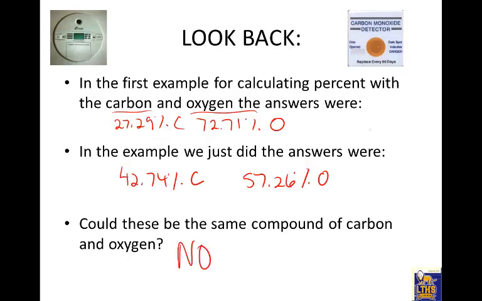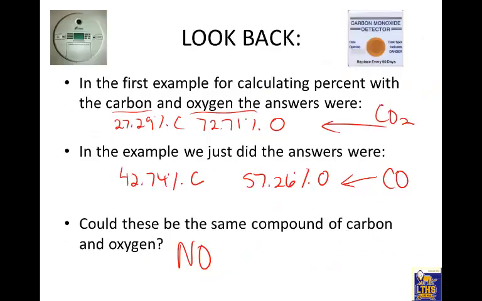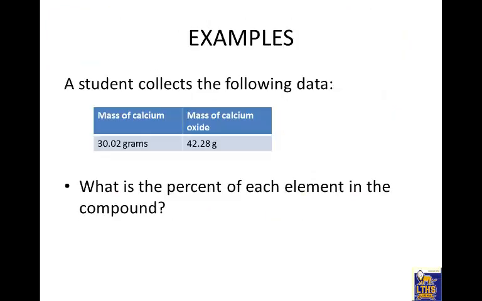The first compound we had, we knew it was carbon dioxide because we used a formula. The second compound we had is actually carbon monoxide, okay, which is not so good for you. All right, so make sure that you realize that carbon monoxide and carbon dioxide are different. So percent composition can help us analyze the substances we have. Hey, what if you had this data? What is the percent of each element in the compound?